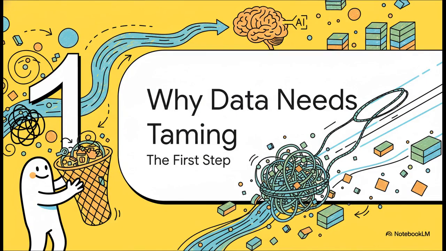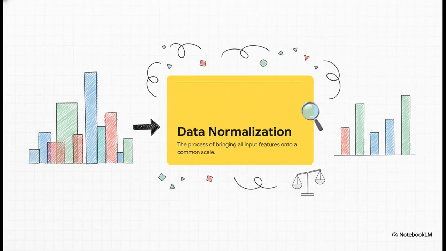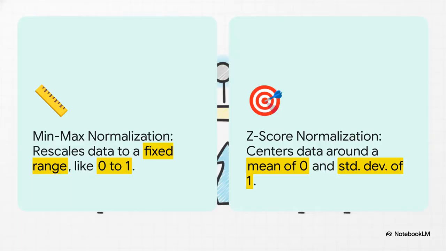Okay, so this brings us to our first big idea, really understanding why data needs this taming in the first place. This is the crucial first step. You've got to wrangle your data before you even think about training. At its heart, data normalization is actually a pretty simple idea. It's just this process of rescaling all your numbers so that no single feature can kind of bully the learning process just because its values happen to be bigger. It creates a level playing field for all your data. Simple as that.